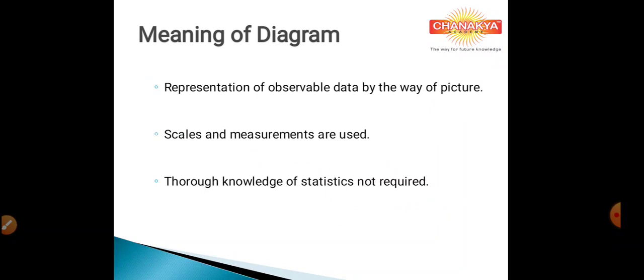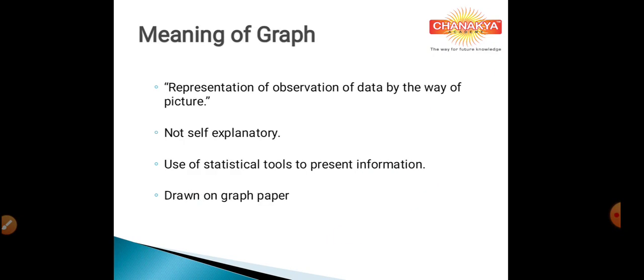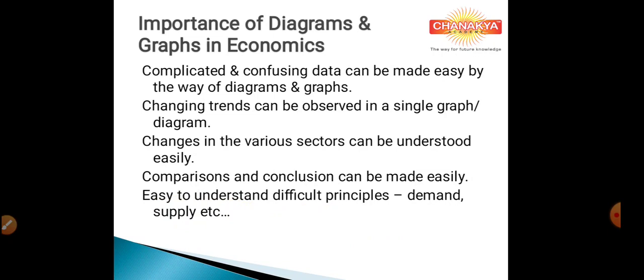Right? So what is the meaning of diagram? It was a representation of data by the way of picture. Scales and measurements were used, but the knowledge of statistics was not compulsory to be required. Whereas when we are using graph to represent our data, that means we were supposed to use different statistical methods like interpretation, analysis of data, and the graph is always drawn on the graph paper.